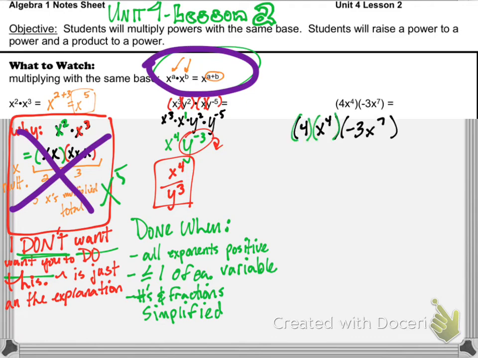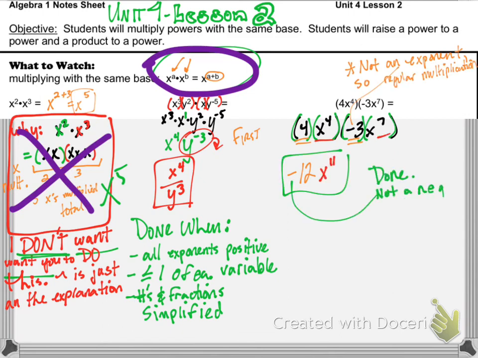So in our next one here, I group them like so I can multiply in any order. I'm going to multiply the numbers first, so I deal with those on their own. Negative 3 times 4 is negative 12. And then I'm going to deal with the exponent rule we just learned. X to the 4th times x to the 7th is x to the 11th.